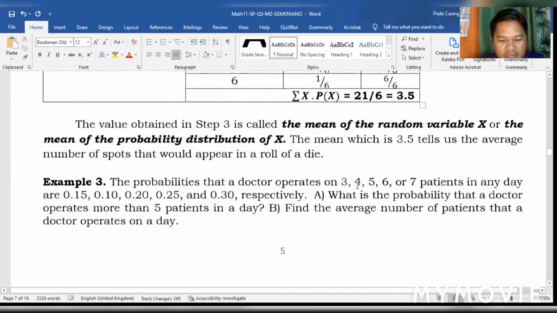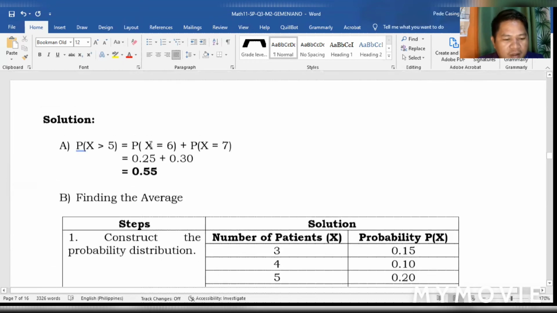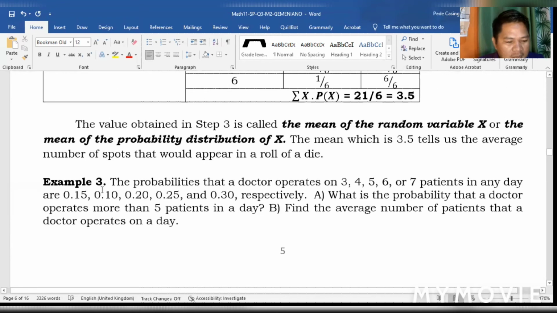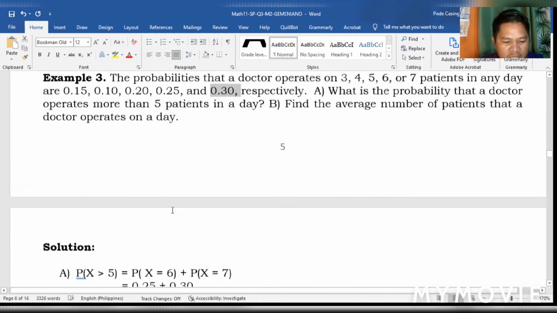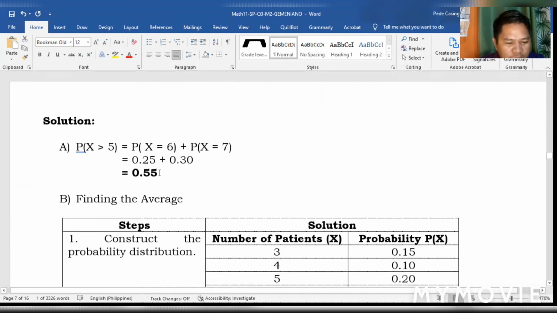We have here the given 3, 4, 5, 6, 7 number of patients. So for greater than 5, we have the probability for 6 and 7 patients. This probability is for 3, 4, 5, 6, 7. So that is 0.25 for the 6 patients and 0.30 for the 7 patients. You add, we have 0.25 plus 0.30. So that is 0.55, the probability for greater than 5.